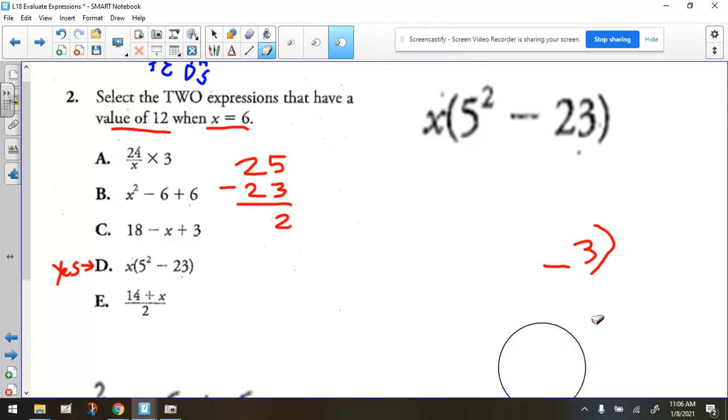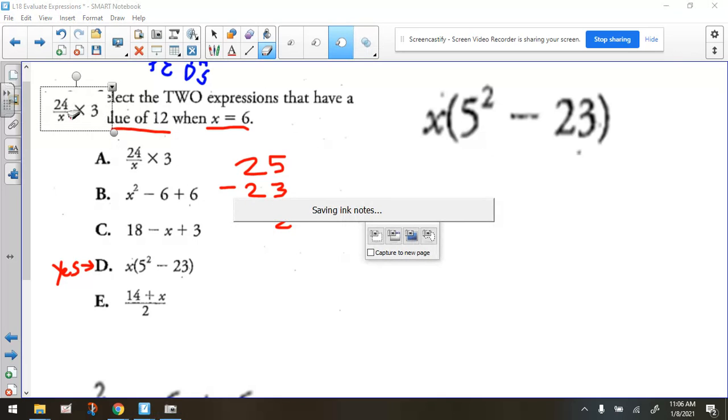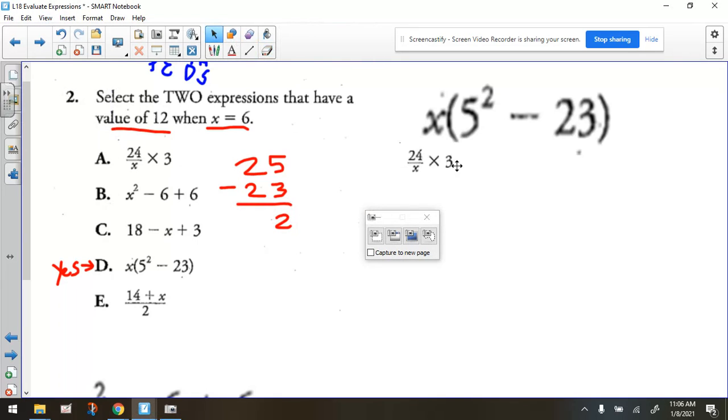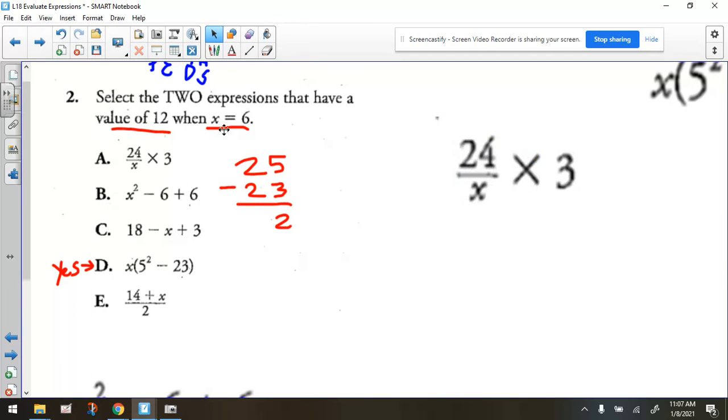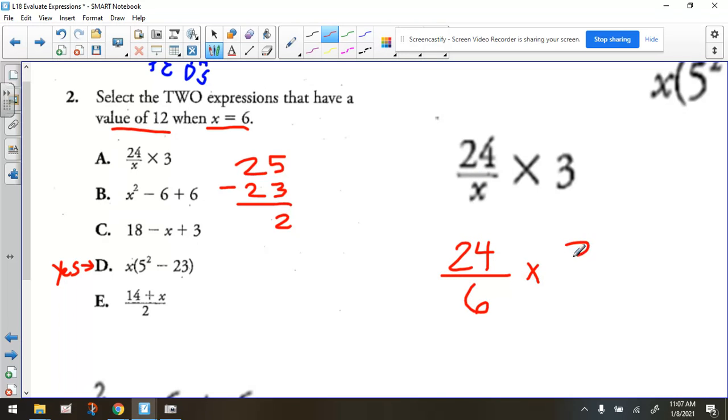All right, so if we take a look at choice A, let's take a screenshot of it, make it bigger, stretch it out. There it is. All right, so let's just move it over here. So we looked at that one, and now let's look at choice A. So again, they're telling us to substitute in the value 6 for x. So we'll rewrite everything, only we'll put a 6 here. All right, so we're basically just multiplying these two things together.